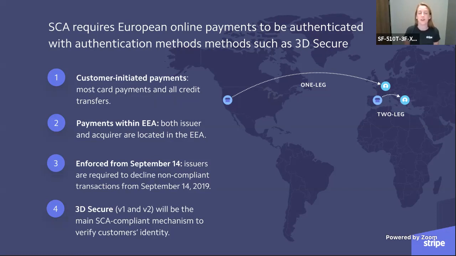Next, what businesses are impacted by SCA. Businesses based in the European Economic Area, or EEA, accepting payments from customers also based in the EEA are in scope for this regulation. You may see transactions between these two parties referred to as two-leg transactions. When do SCA rules take effect? We expect customer banks to start enforcing SCA on September 14th. And finally, what authentication methods are used to comply with SCA? 3D Secure is by far the most common method for card payments.